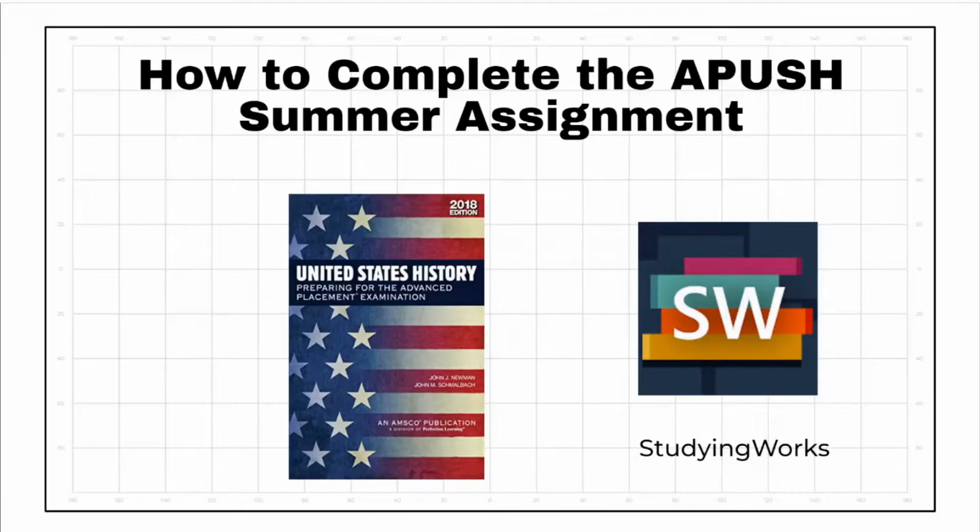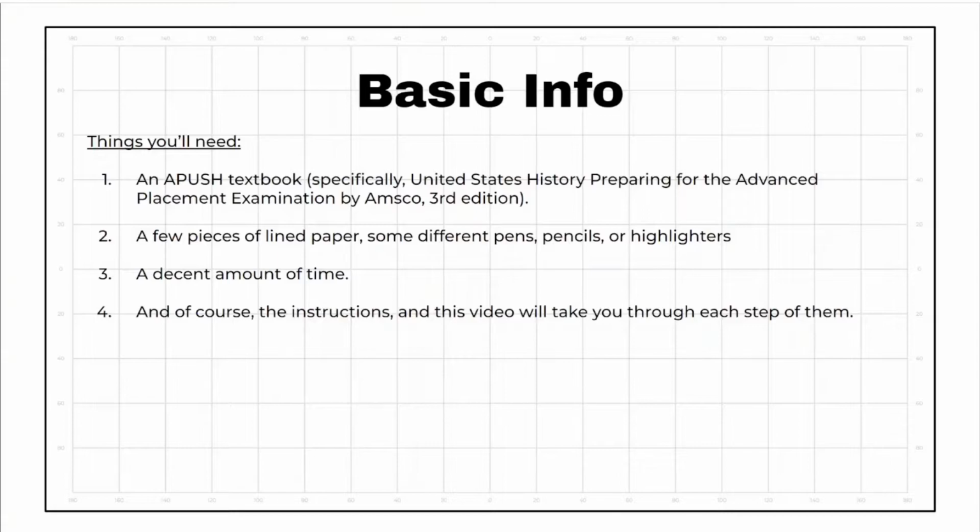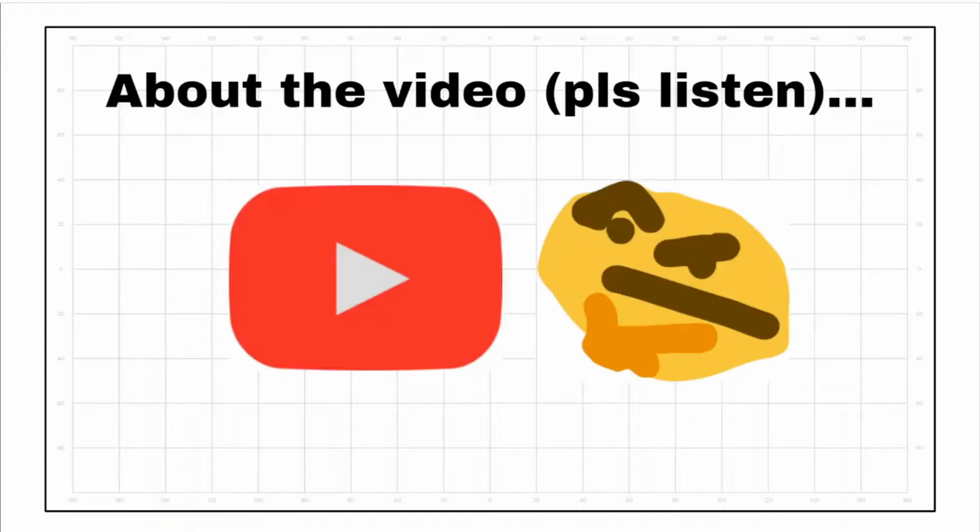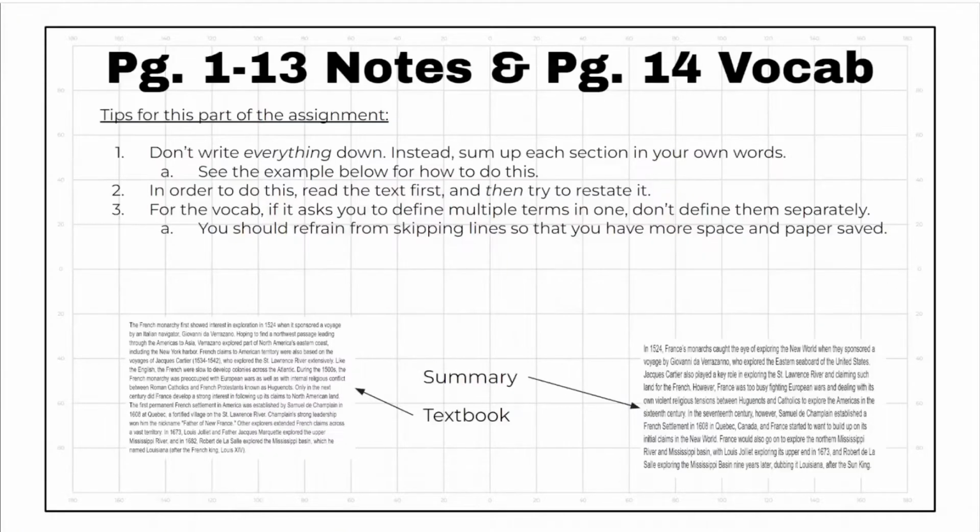Today we'll be explaining how to complete the APUSH summer assignment, and we'll be giving you tips along the way on how to complete it to the best of your ability. Here's some basic info. You'll need an APUSH textbook, specifically this one, a few pieces of lined paper, different pens, pencils, or highlighters, an eraser, a decent amount of time, and of course the instructions. This video will take you through each step of them, giving you tips along the way. And that's pretty much all there is to know about the video.